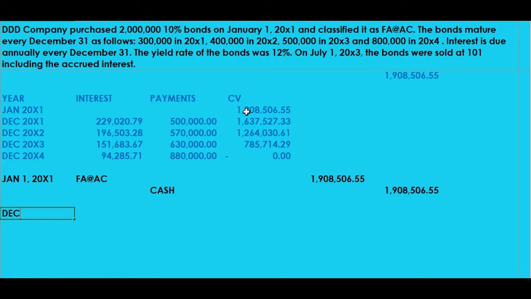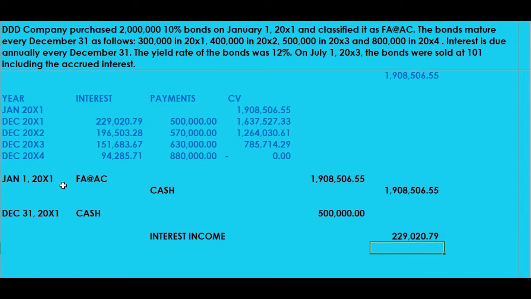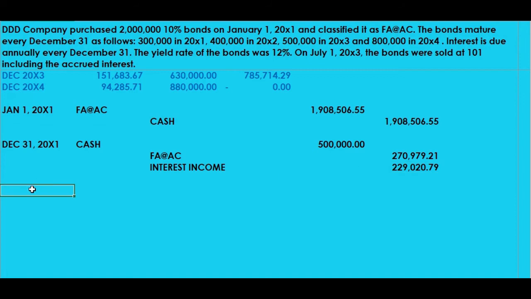Next na gagawin natin will be yung December 31, 20x1. Wherein we are going to recognize a debit to cash. Kasi makakatanggap tayo nitong payment na to. Tapos, magkikredit tayo dito ng interest income. Ang interest income natin will be based on this one. Tapos, based on this, expected nang mangyari ay magkakaroon tayo ng credit to financial asset at amortized cost, which is the difference between dito at saka to. Okay. So, yan yung December 31, 20x1.